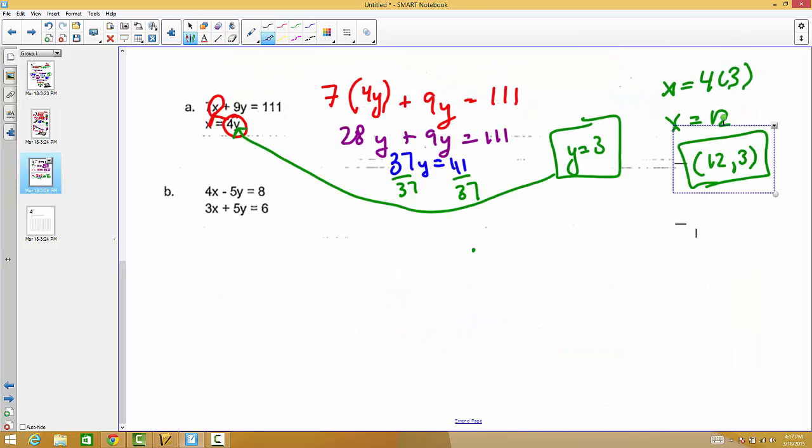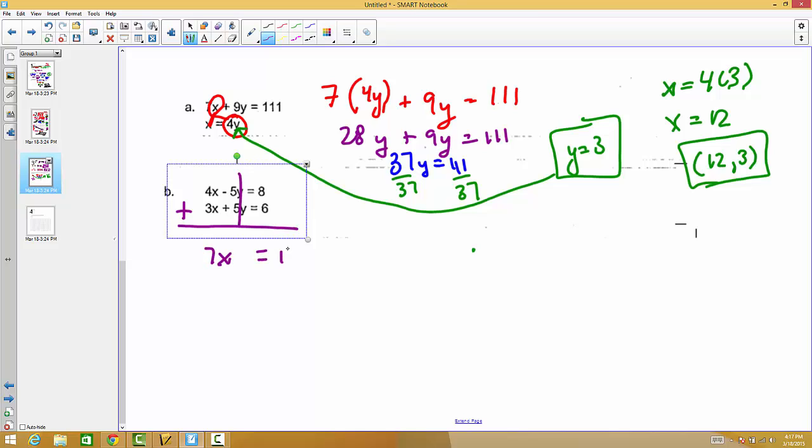The next one is set up for elimination because if you add these, the 5y's cancel. So you get 7x equals 14. You know it's set up for elimination because the x's line up, the y's line up. Okay, and then the numbers line up. I can't draw an arrow. So in order to solve this, you would divide both sides by 7, so x is 2.